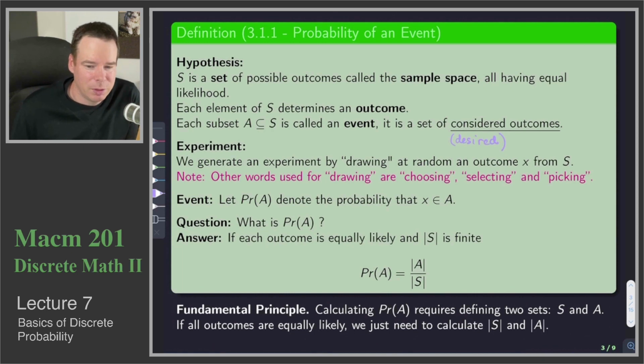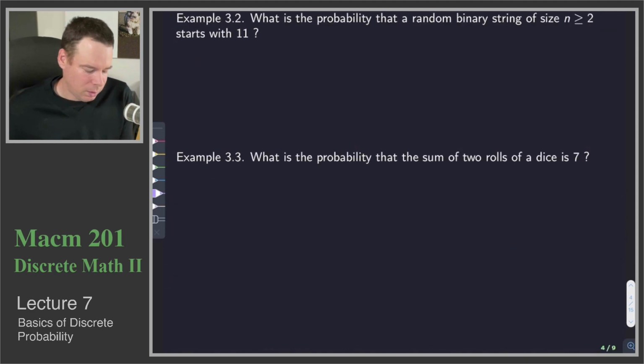So the fundamental principle here is that to calculate the probability of an event, it requires defining two sets, the sample space and the event space. And if all outcomes are equally likely, we can just calculate it by taking the cardinality of A and dividing by the cardinality of S. So we just need to know two size calculations. And that's where counting comes in. That's where our techniques of counting from the last topic will come into play. It'll help us determine the size of these two sets in order to work out probabilities. So let's have a look at another example.